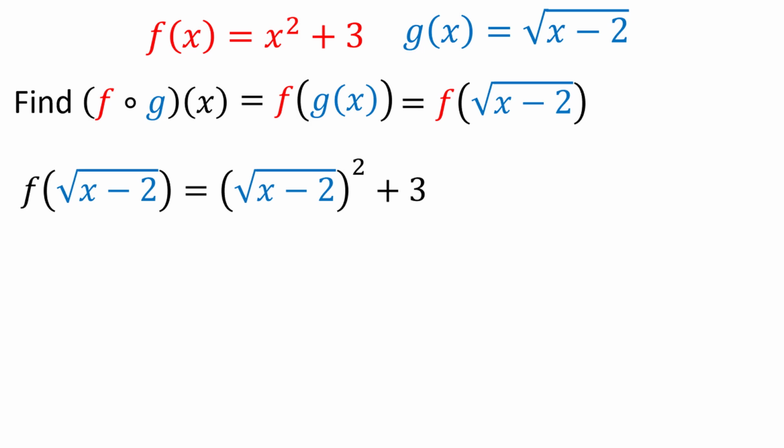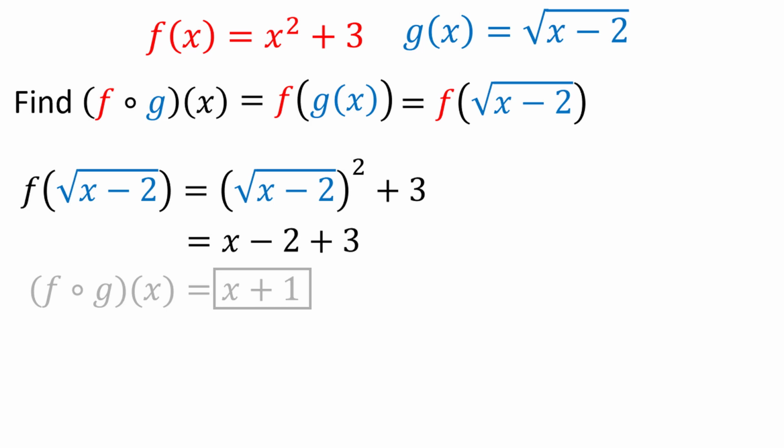Evaluating, we have the square root of (x minus 2) squared, plus 3. The square cancels out the square root, and we have x minus 2 plus 3. This simplifies to x plus 1, which is our final answer.